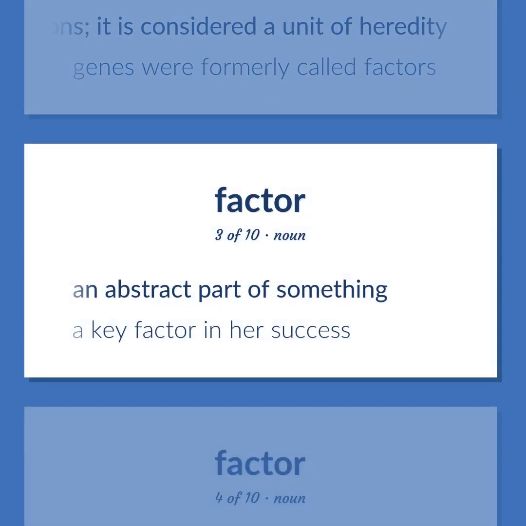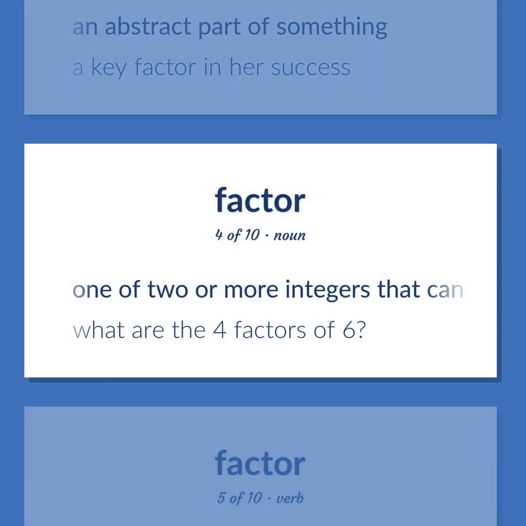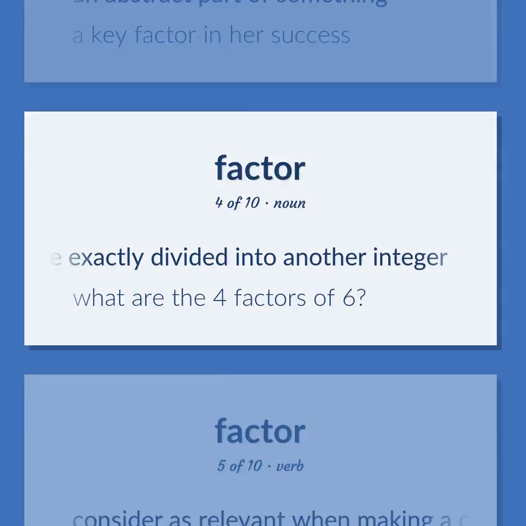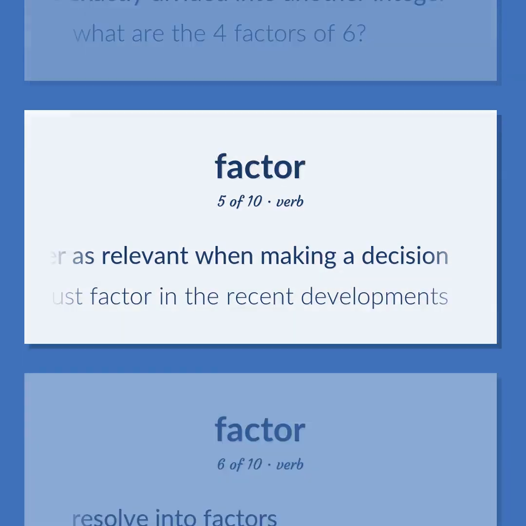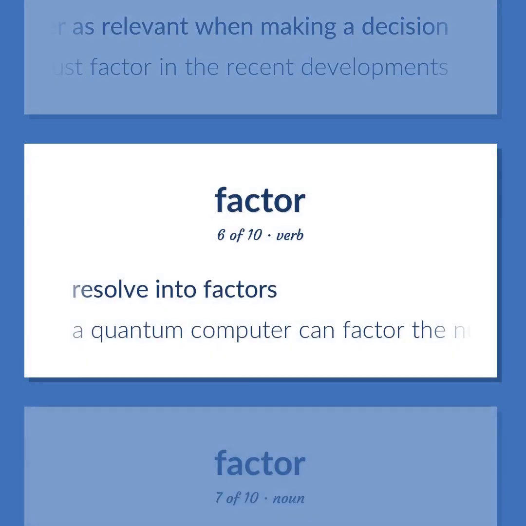An abstract part of something. A key factor in her success. One of two or more integers that can be exactly divided into another integer. What are the four factors of 6? Consider as relevant when making a decision. You must factor in the recent developments. Resolve into factors. A quantum computer can factor the number 15.